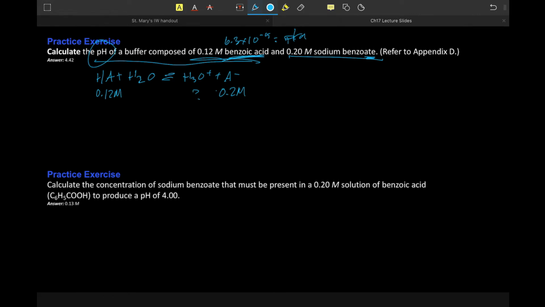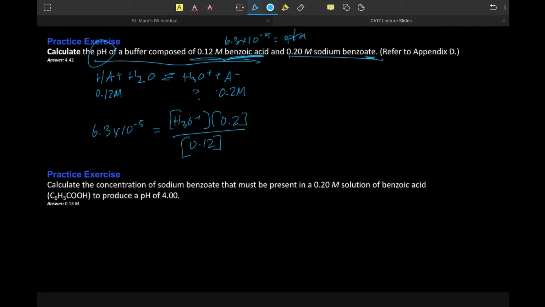If we think back to the common ion effect, if I have A minus in a solution of HA, the HA dissociates less, to the point where we don't even need to consider the amount of dissociation, and we can just do our math. So I can just set this up as 6.3 times 10 to the negative 5th is equal to H3O plus times 0.2 over 0.12, solve for my H3O plus, and then take the negative log of that.